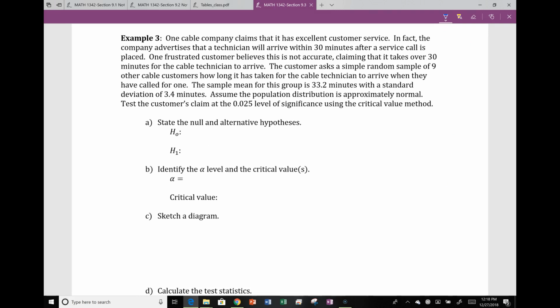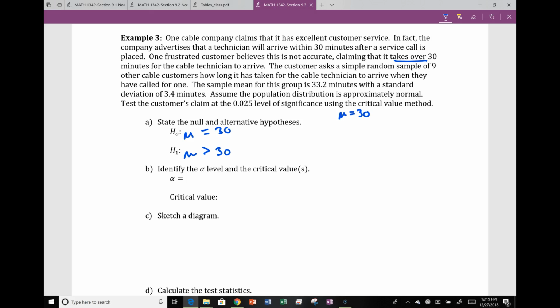One cable company claims that it has excellent customer service. In fact, the company advertises that a technician will arrive within 30 minutes after a service call is placed. One frustrated customer believes that this is not accurate, claiming it takes over 30 minutes for the cable technician to arrive. So we're comparing these things to 30 minutes. And we're talking about the mean, so we're going to say that it's equal to the mean. The customer is complaining and saying that it takes more than 30 minutes. So our mu is 30.